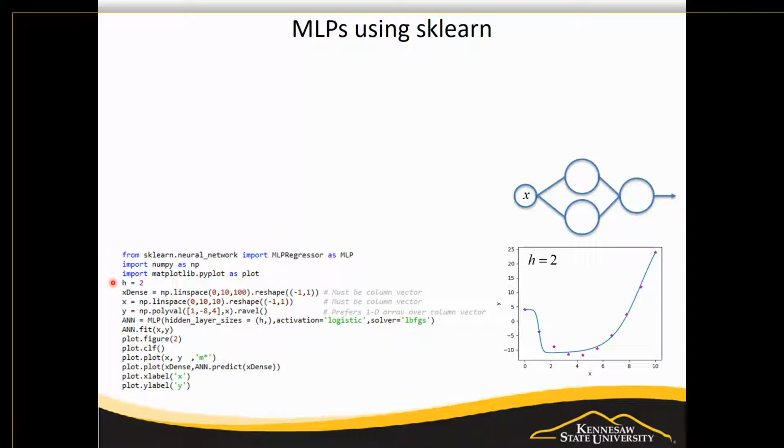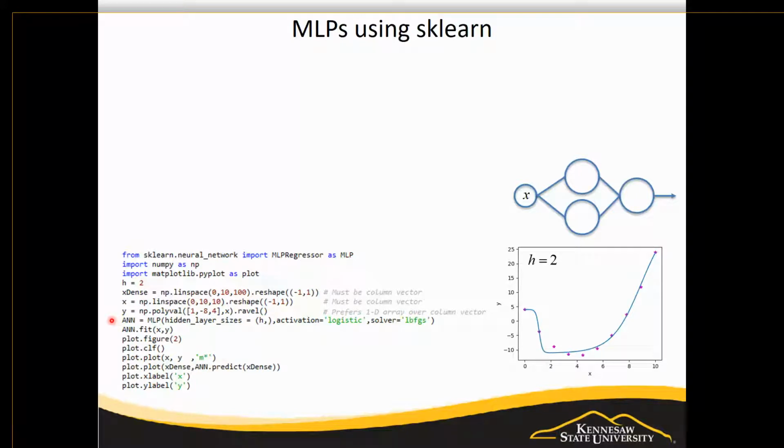I go ahead and define the number of hidden nodes as being 2. I've got dense values of x so that I'm evaluating not just at the data points for the training but in the middle so that I get a nice smooth curve. These are my training points, x and y. This is just x squared minus x plus 4. So that's the polynomial that it has there.